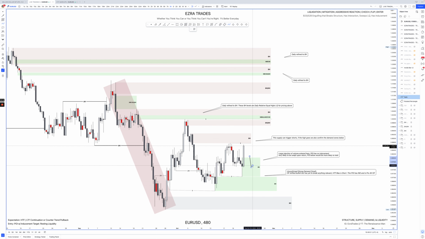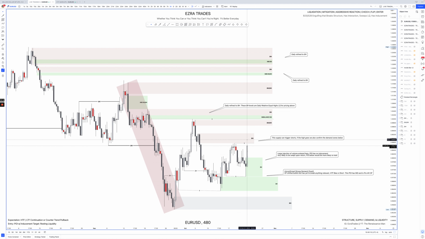Price could come here and then 15-minute shift bullish, give double confirmation, and then go long. But it could also sweep and then give potential longs here to go higher, right? And that would make sense to me. So that's just something I'm looking at. And as I said, this supply can trigger shorts. If the high goes, we also confirm the demand zones below. Makes sense. This is used as inducement as this is weak, as it failed to break the low. I'm expecting this to go. So when this high goes on this 8-hour, I am potentially looking for shorts to realign price, either to take price to here or take price to here, right?